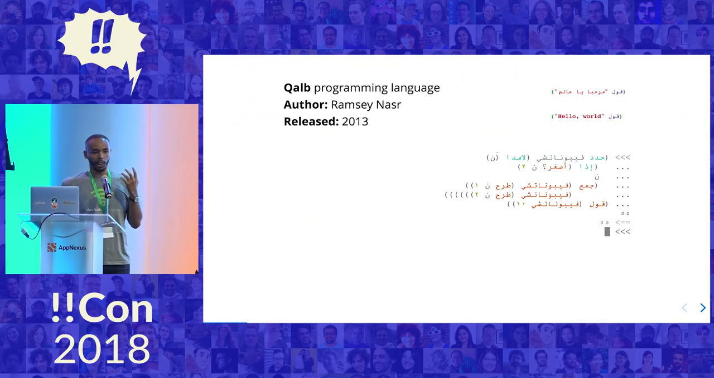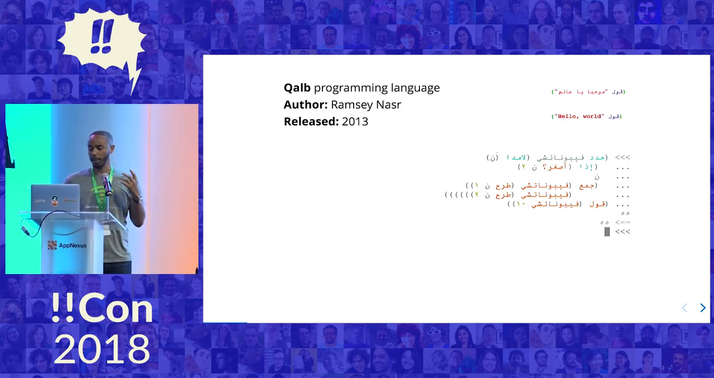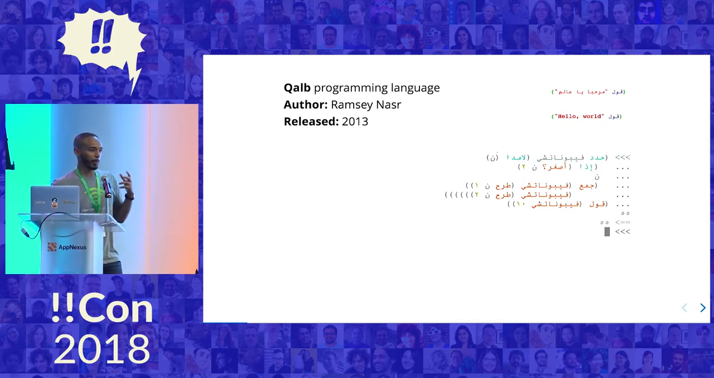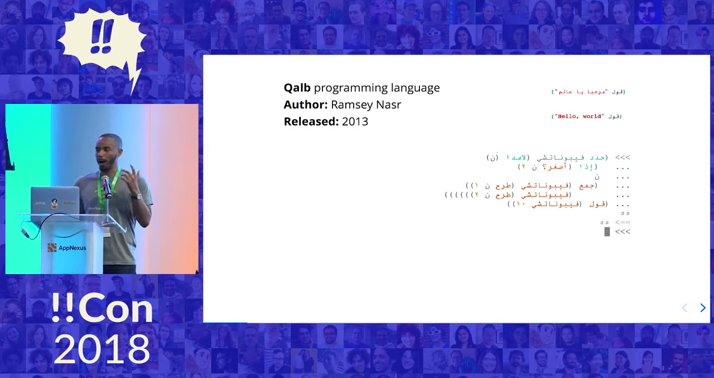But in the year 2013, I came across a post on Hacker News by a programmer here in Brooklyn called Ramsey Nasser, and he created an Arabic programming language called Qalb. And Qalb means heart, and it's a functional Lisp-based programming language. And I thought that, wow, this is so cool. It'd be great if kids around the Arabic world had a language they could use to learn programming.